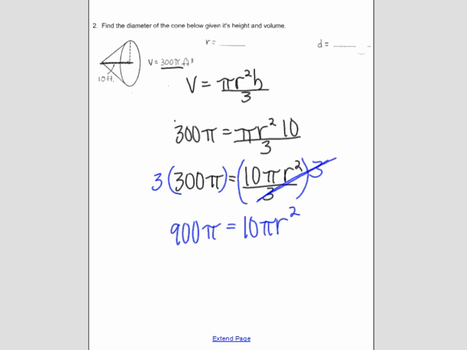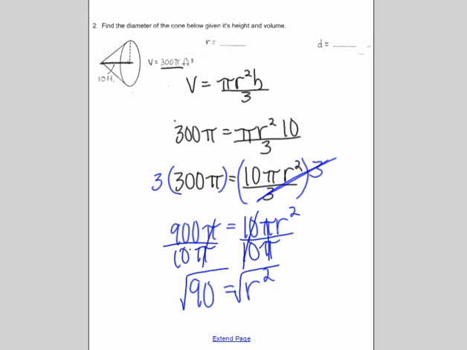And then to get r squared alone, I need to divide both sides by pi, so those cancel out on both sides, and by 10. So I get 90 equals r squared. And then square root both sides, so I get about 9.5 equals r, and it's only the positive 9.5 because I'm talking about a length. So that's r, this is 9.5. What would that be, feet? So then for the diameter, I have to double that, so that would be 19 feet. My answer.